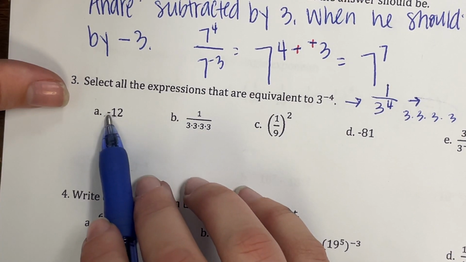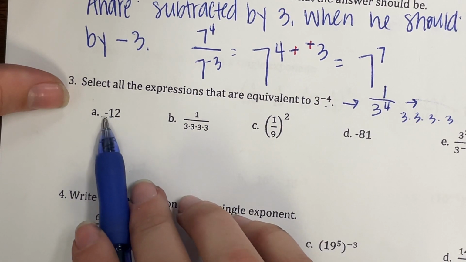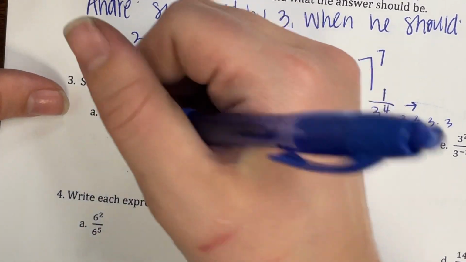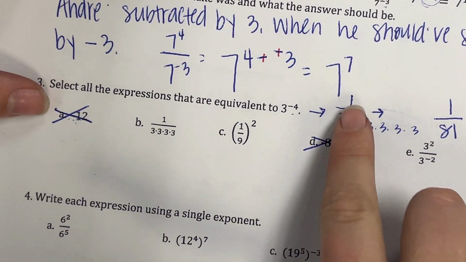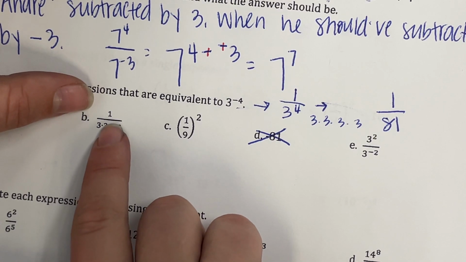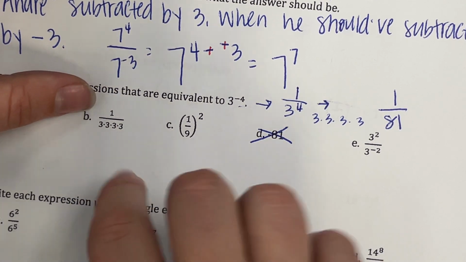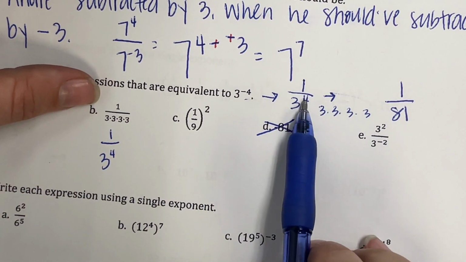Okay, they tried to trick you here. Negative exponents will never make negative numbers. So that is automatically not correct, and D is automatically not correct. We're looking for fractions here. Well, we have 1 over 3 times 3 times 3 times 3. Well, that is 1 over 3 to the 4th, which is what we have right here.